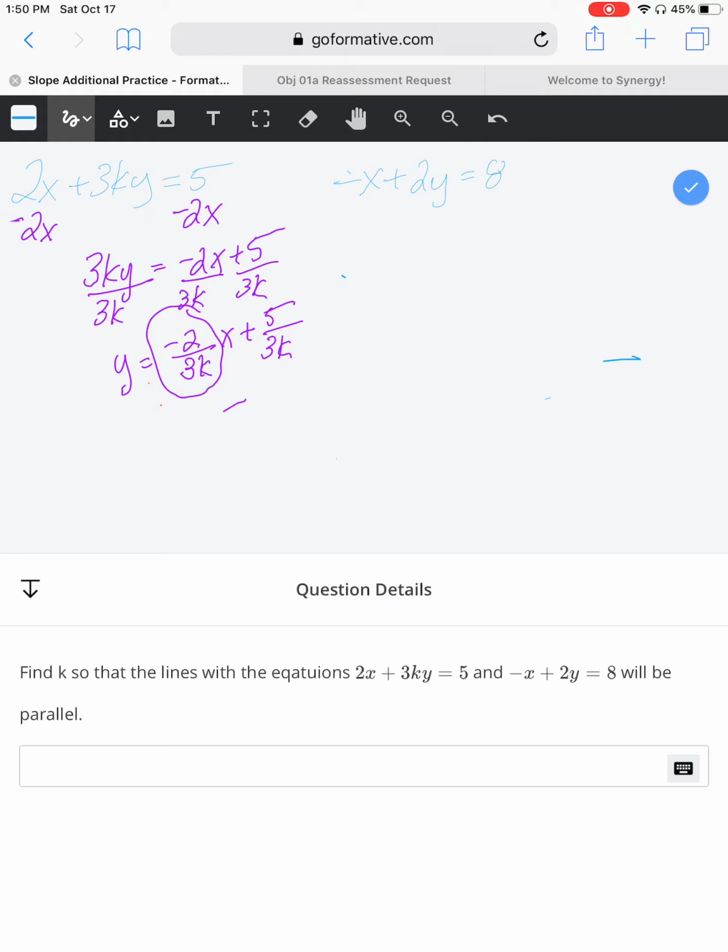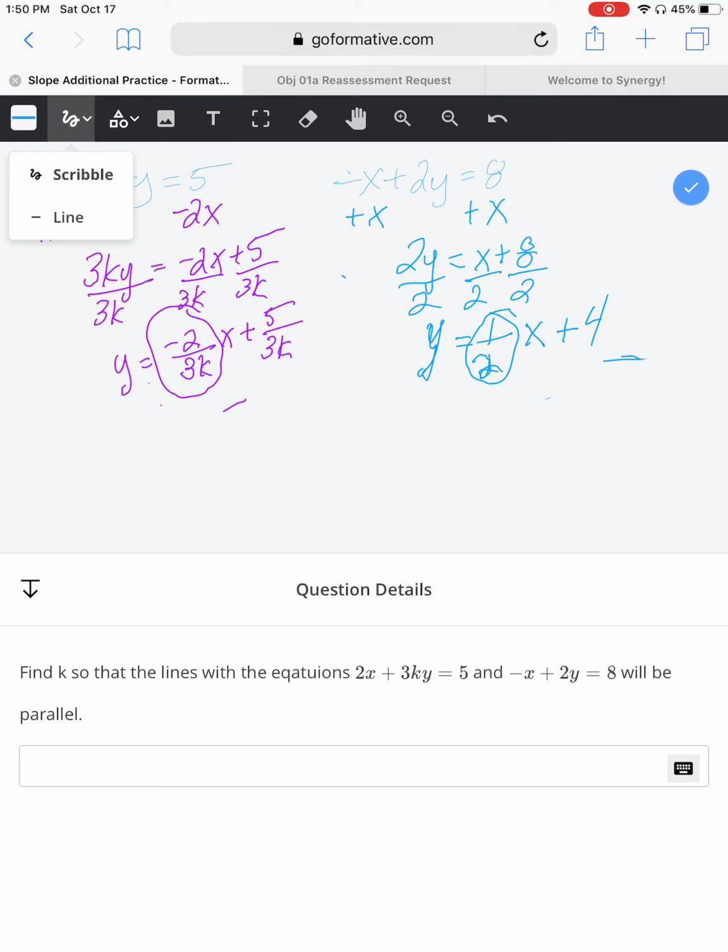I go to the next one, I do the same thing. I add x. So that's 2y is equal to x plus 8. Divide by 2. Y is equal to 1/2 x plus 4. Let me just fix that 1/2. So the slope of this one is 1/2.